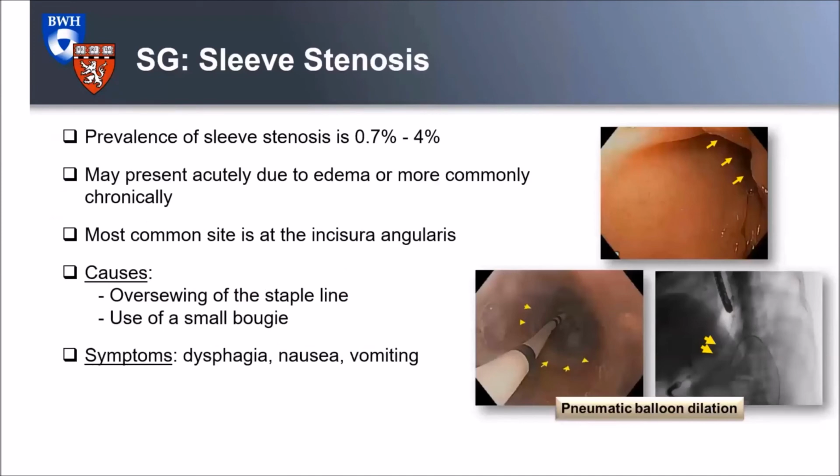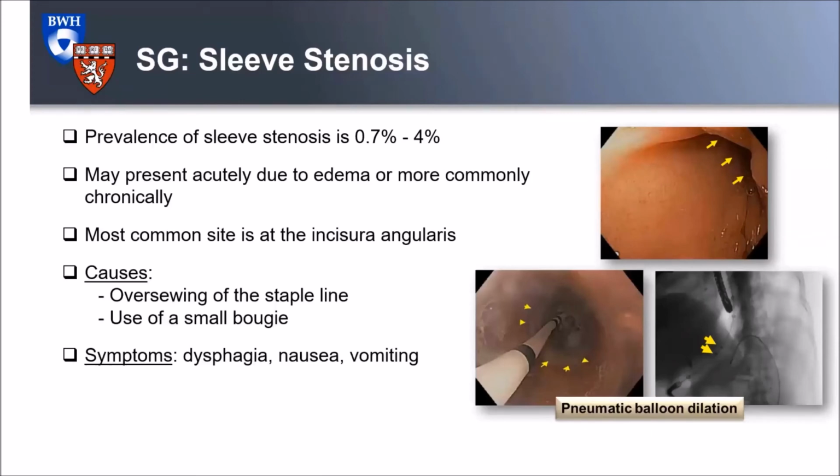Another common finding is sleeve stenosis, which may occur in up to 4%. Patients may present acutely, or more commonly chronically. The most common site is at the incisura. When you pass the scope through this area, you want to pay attention to whether you have to do more clockwise rotation or big knob adjustments, which may represent a stenosis.